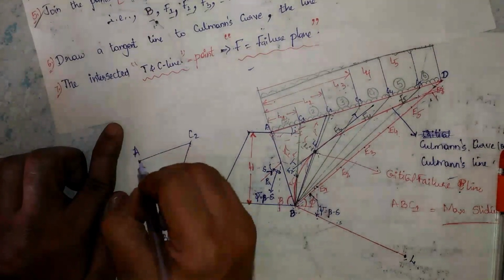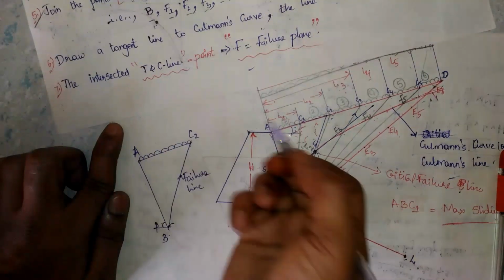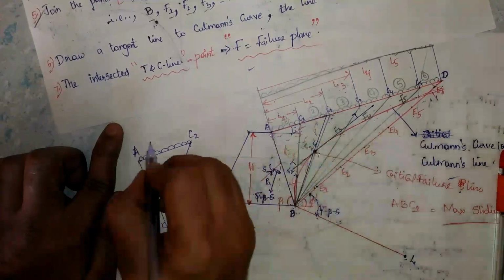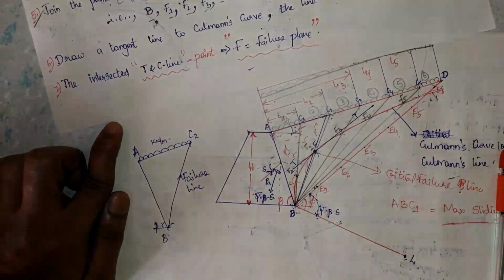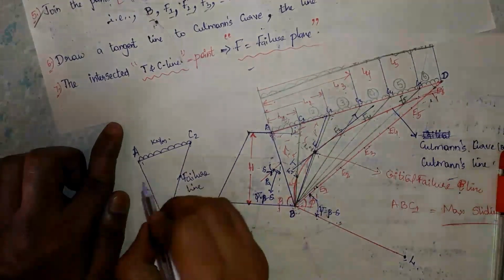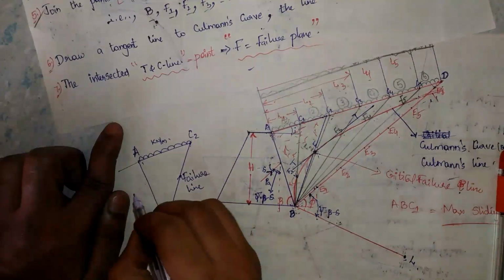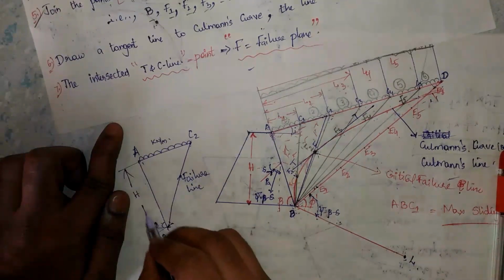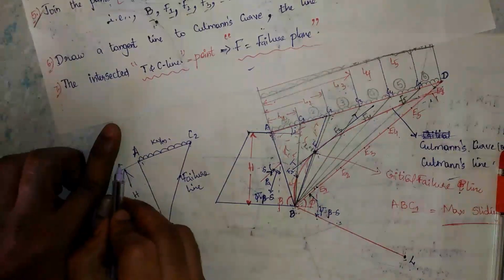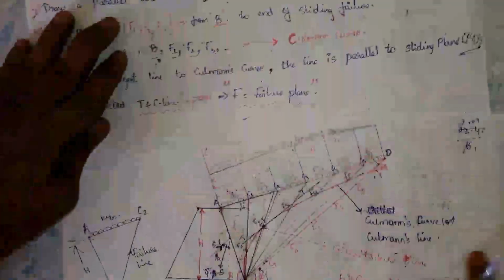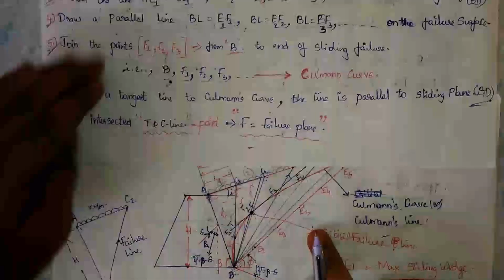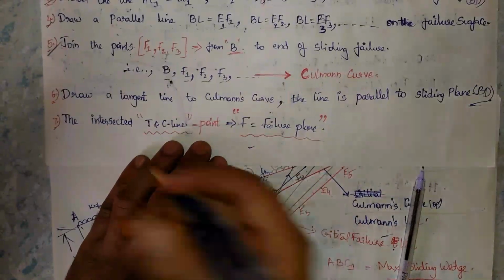So here the load is applied over this distance, in kilonewton per meter. Next, this is the height at an inclined position, or we can take H like this. So this is the Culmann's graphical presentation to determine the earth pressure.